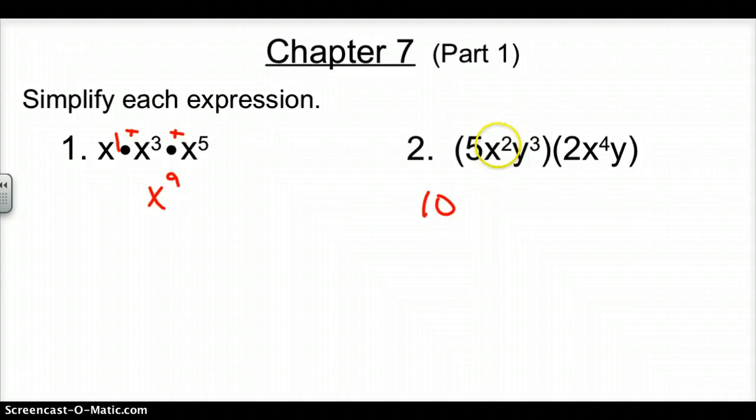And now remember, what do we do with our exponents of the same variable? So here and here, we are going to add up those exponents. So it's going to be x to the 6th. And then we have y. How many exponents are on this y? There's one exponent on the y, and there's 3 here, so it's y to the 4th.